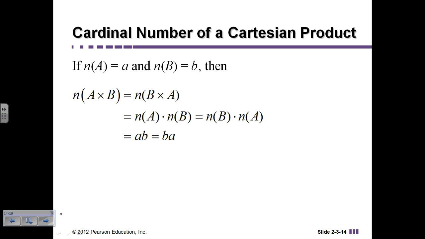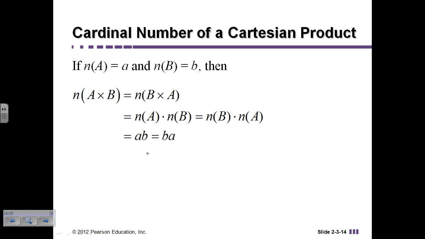So when we're looking at cardinal numbers, if the cardinal number of A is little a and the cardinal number of B is little b, then the number of elements, or the cardinal number of A cross B, would end up being the same thing as B cross A. And all you're going to do is take the cardinal number of A and multiply it by the cardinal number of B. So you end up with a times b.